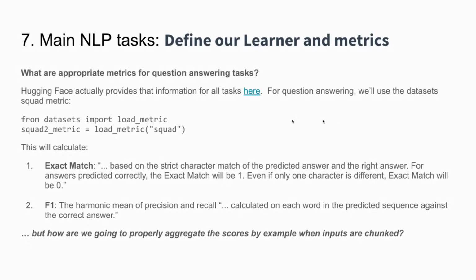But the metrics are going to be tough, because we can't just say, okay, here's a row from our validation set. What's the accuracy in terms of the ability to pick the right answer? Because now we need to aggregate by examples in the case that we have long documents. And again, if you go to this link here, there's this task page, which is really helpful for just any task. And we look at question answering.